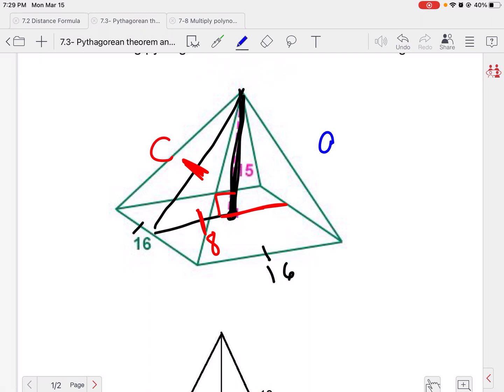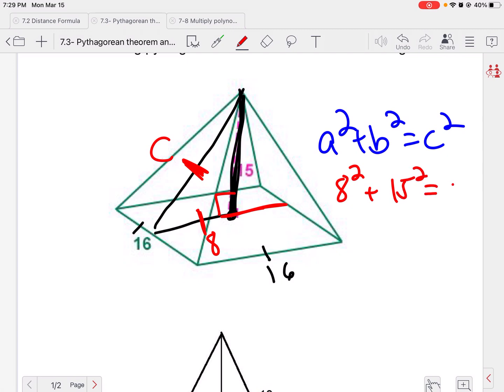So again, we're going to use a squared plus b squared equals c squared, and we're going to solve for our letter C by plugging in our values. We'll call A 8. So we have 8 squared plus 15 squared equals c squared. Remember, we're just going to type all of that into our calculator. So 8 squared is 64 plus 15 squared, which is 225, equals c squared. And 225 plus 64 is going to equal 289.